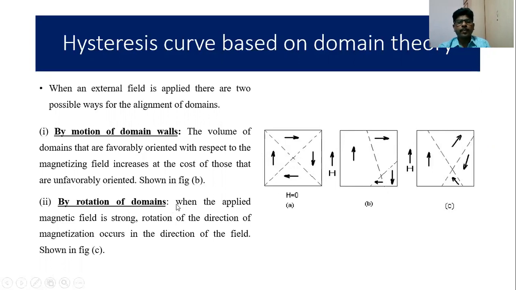Next, by rotation of domains: when the applied magnetic field is strong, rotation of the direction of magnetization occurs in the direction of the field. So they will rotate and get oriented in the direction of the field. Essentially, when you apply an external magnetic field, the domains will move, or the dipole moments will move, in such a way that all of them will get oriented in the direction of the external magnetic field.